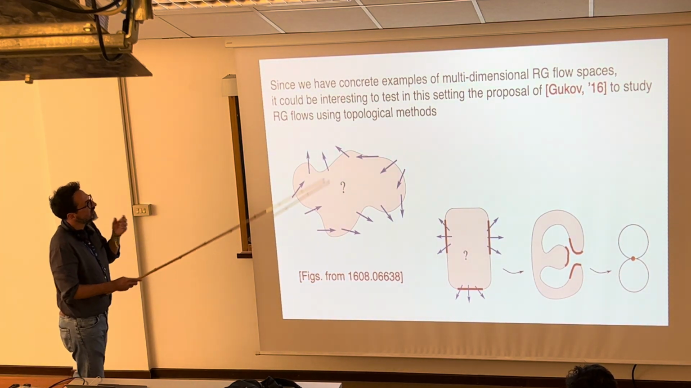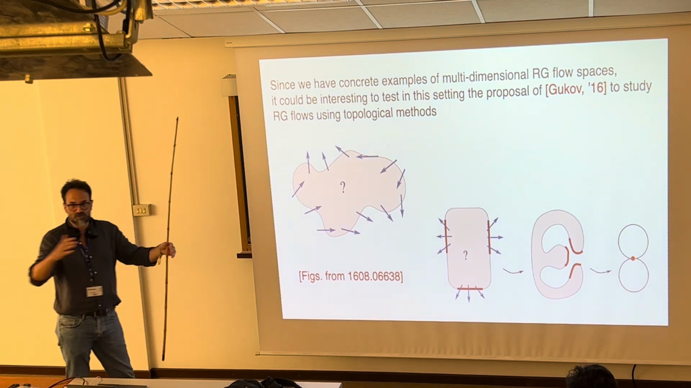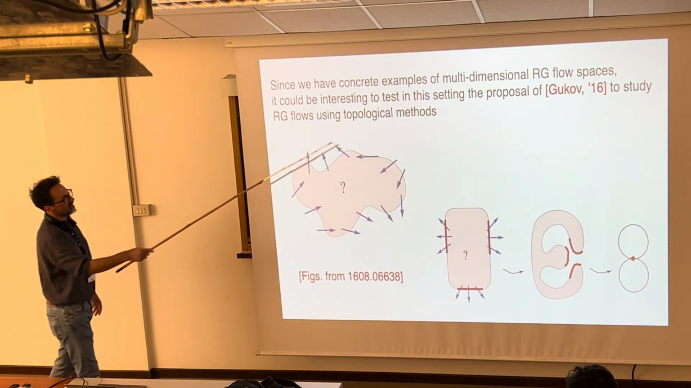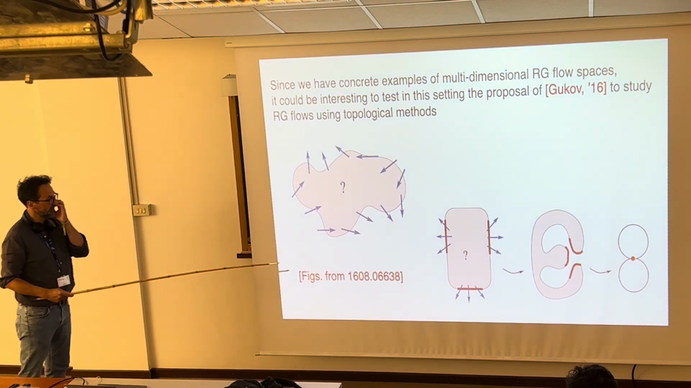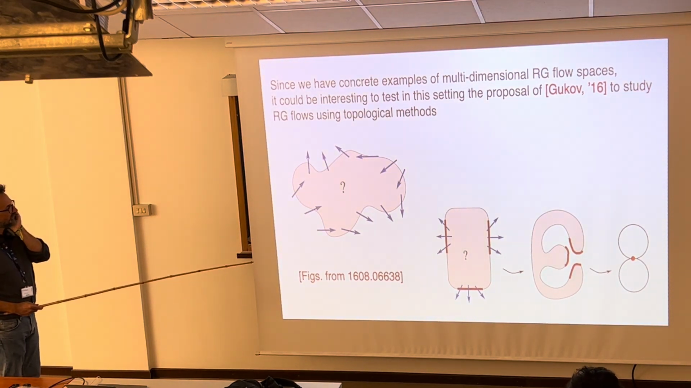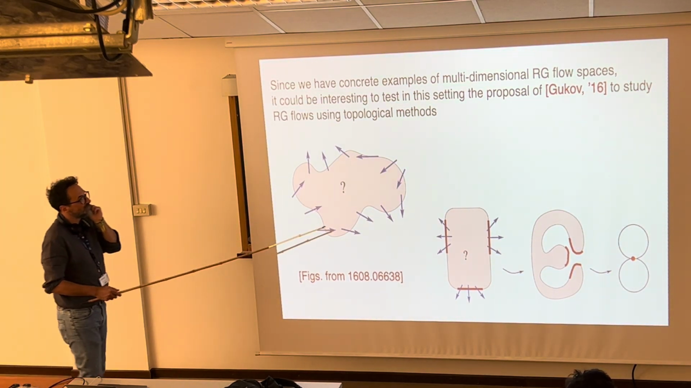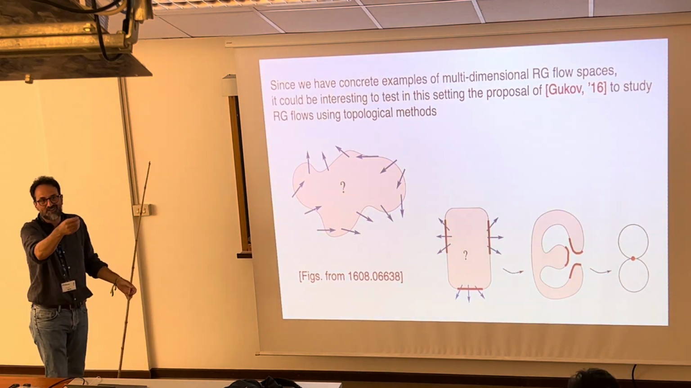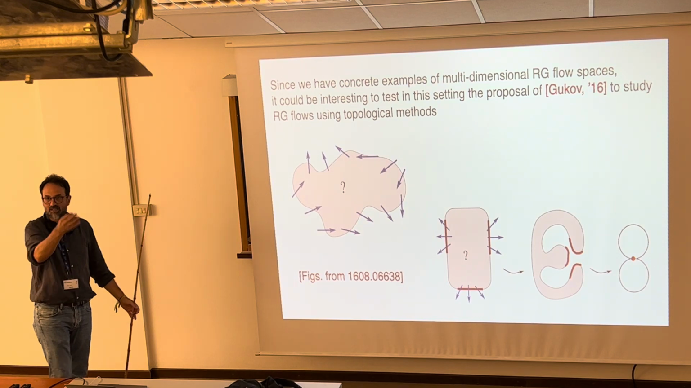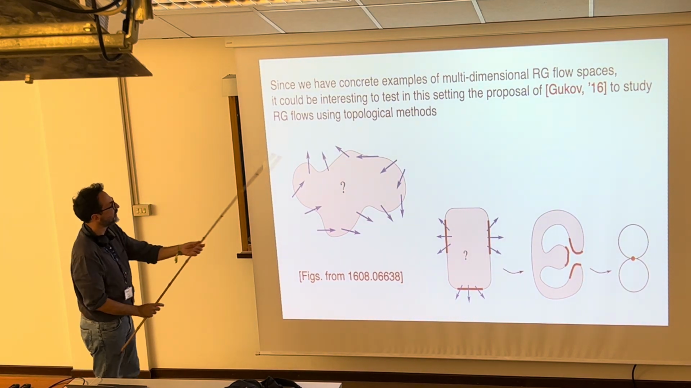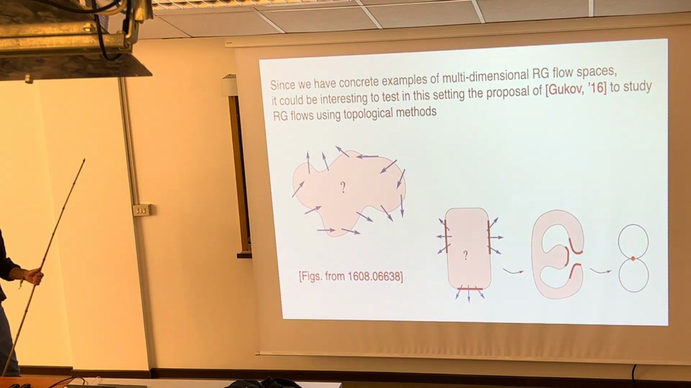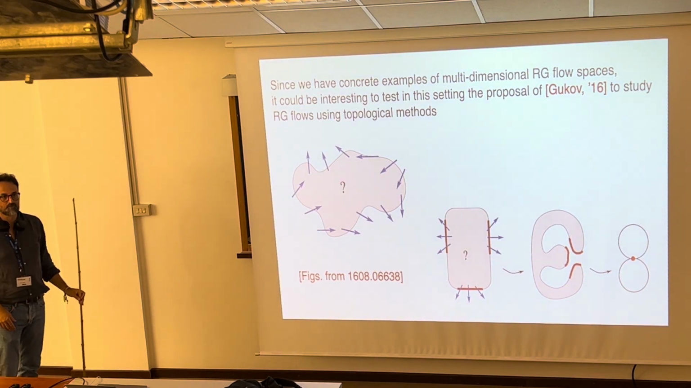And okay, since we have an example of a multidimensional RG flow space, it could be interesting to test this proposal, which is something we haven't done, but could be doable. For example, compute Morse indices for our spaces and check that they actually give you the right answer, that they detect that inside of this volume there is an attractive fixed point or so on.